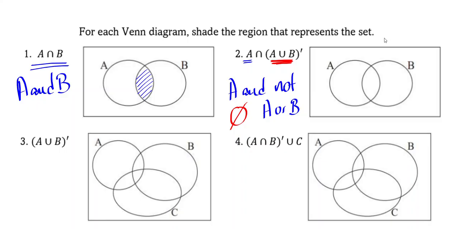You can also actually write this in set notation. Either way, for right now, we're just not shading anything because there's no intersection between those two groups.